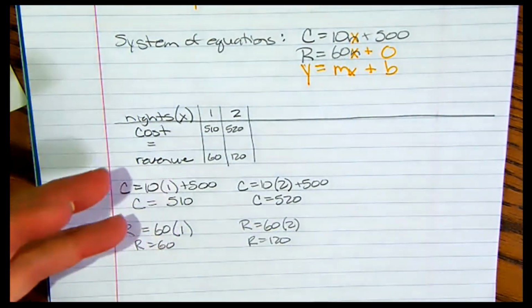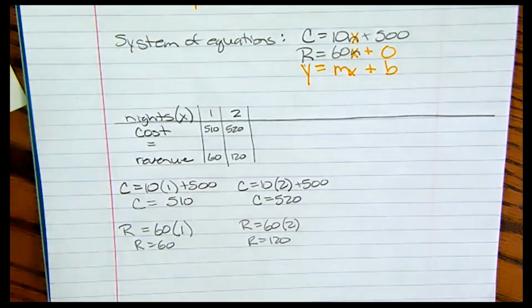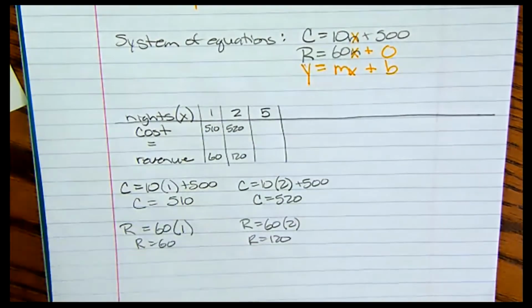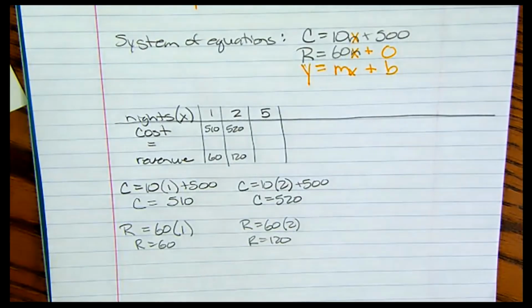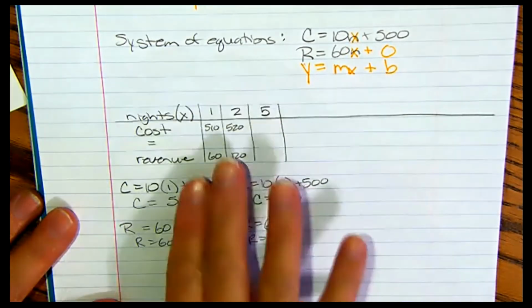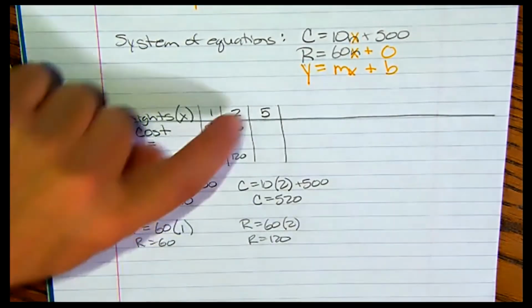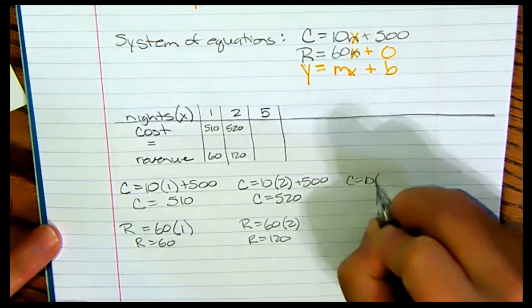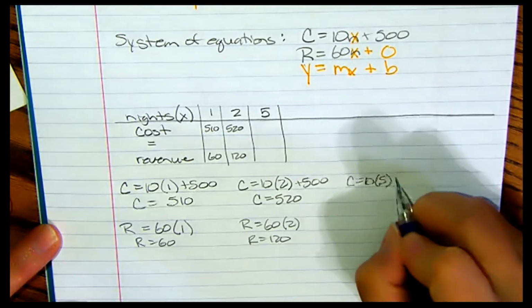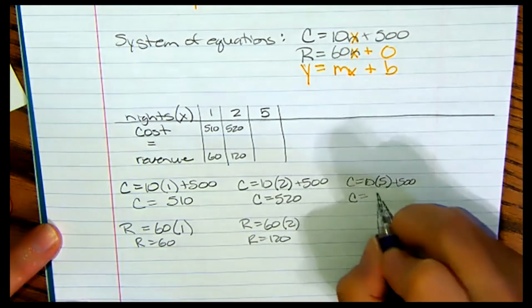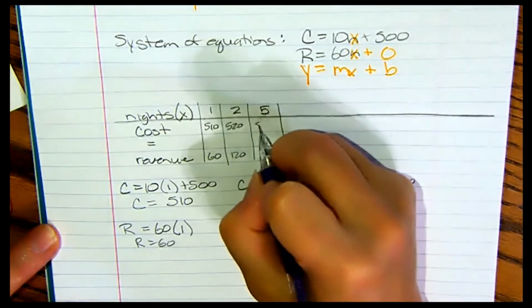So you know what? Instead of doing 1, 2, 3, 4, 5, 6, 7, 8, 9, 10, 11, 12, I'm going to jump to 5. Let's see where we're at for 5 nights. So there's a little bit of guess and check in this as well. I'm going to go to 5 nights. And then I can decide if I need more nights or fewer nights. But let's go to 5 nights. My cost is $10 times 5 nights plus 500. So my cost is $550.